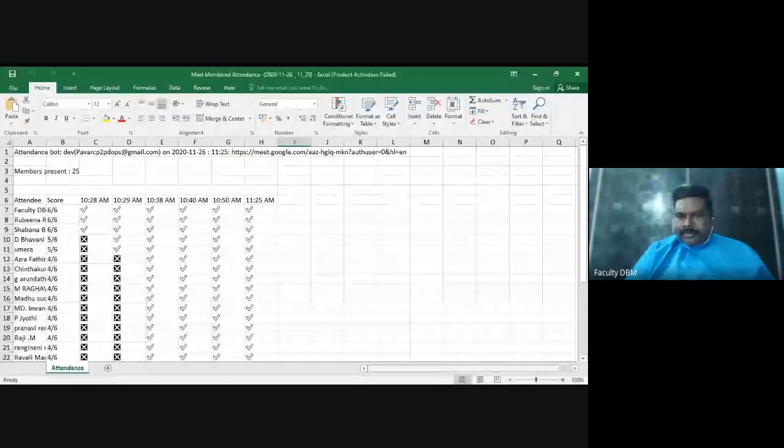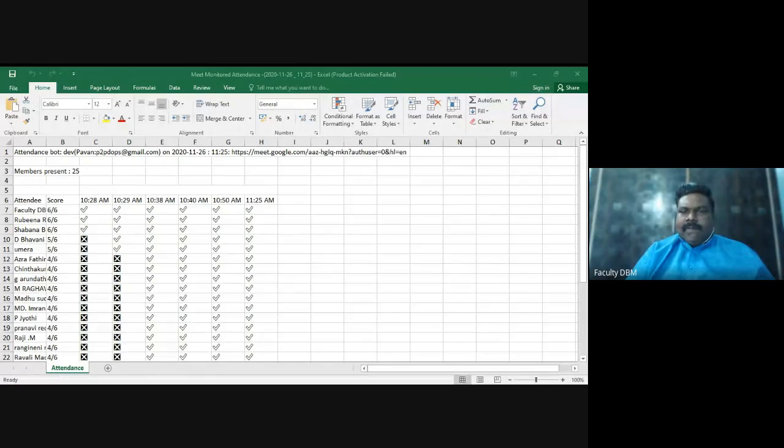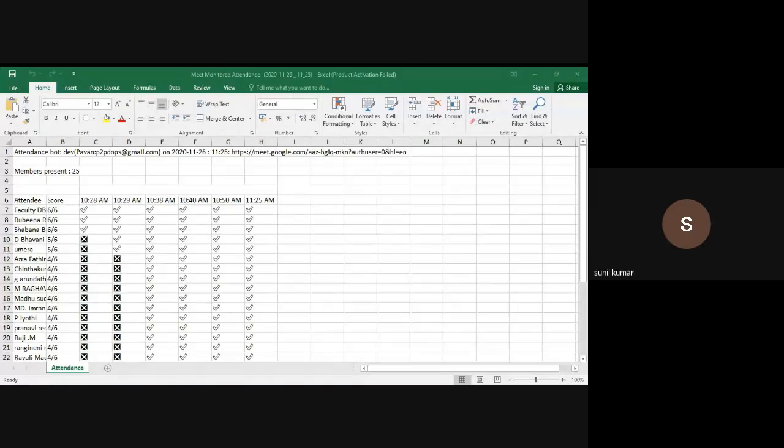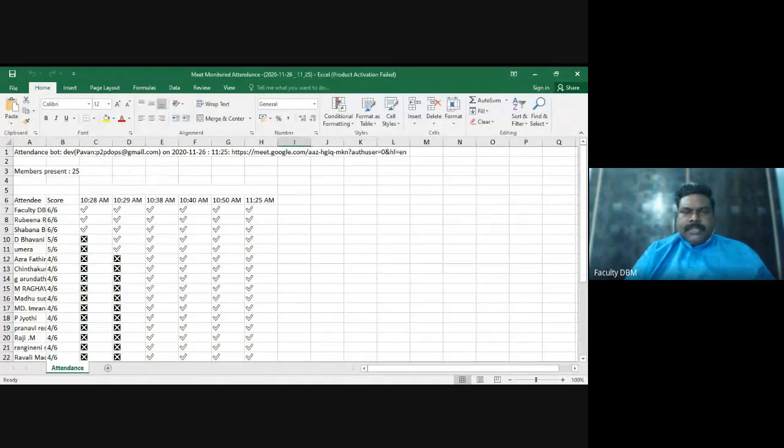Did you see this Excel chart? No, sir. Again, I will present it and show this. Here is the Excel sheet. Now we can see this e-attendance that the system has generated. Are you able to see this Excel sheet? Yes, sir.